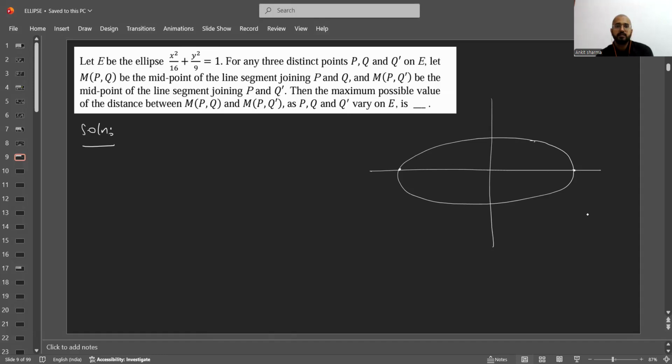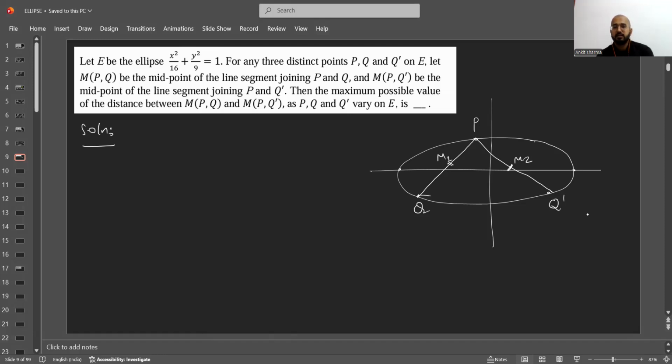Now they are saying that for any 3 distinct points P, Q, and Q dash, say this is my point P, this is Q, and this is Q dash. M P Q is the midpoint of the line segment joining P and Q, so if I join these, the midpoint is M1. Similarly, the midpoint for Q dash is M2.